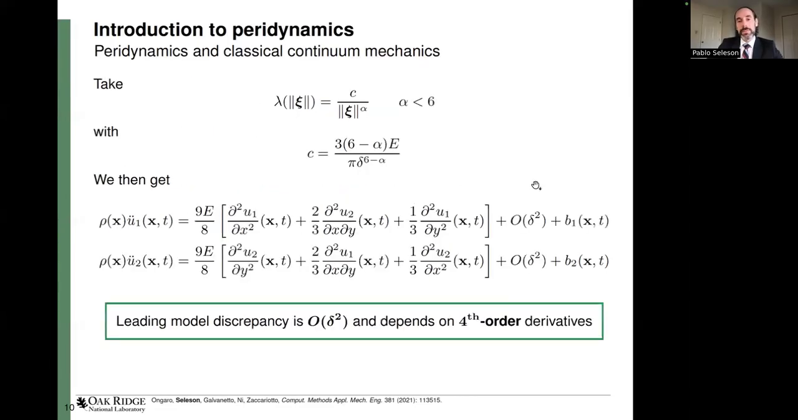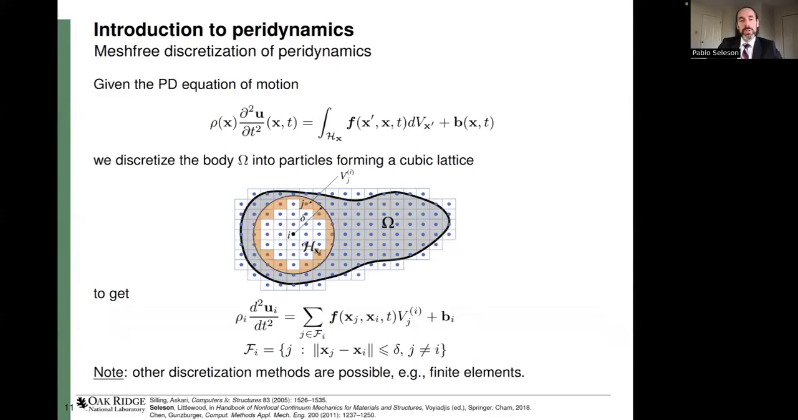So now, as before, if we make an assumption of a particular family of micromodulus functions, similar to before, we can obtain the final expression here, where we have two components of the displacement because we are now in 2 dimensions. And now we obtain again that the leading model discrepancy is of order delta squared and depends on fourth-order derivatives. So far we have obtained the same result in 1 dimension and in 2 dimensions. And we are going to go back to this type of derivation later when we talk about coupling.